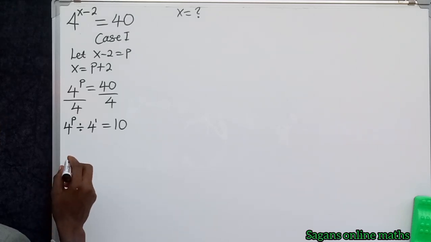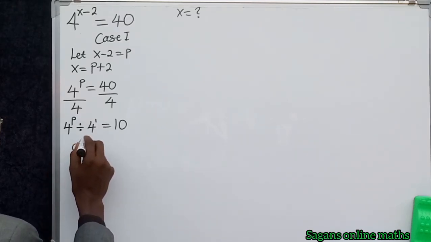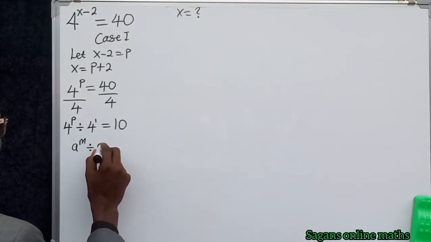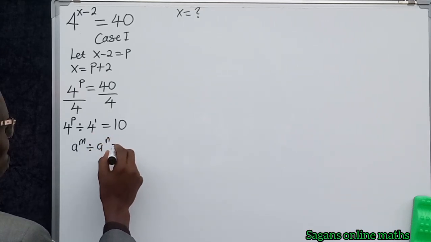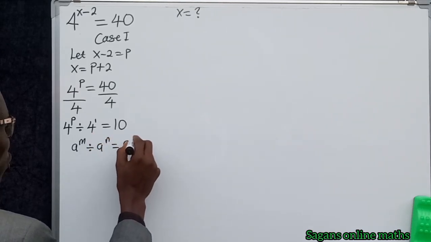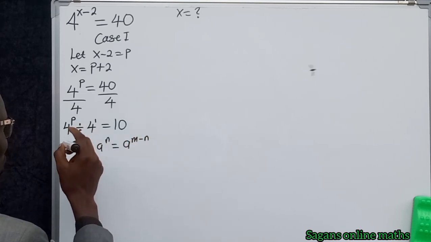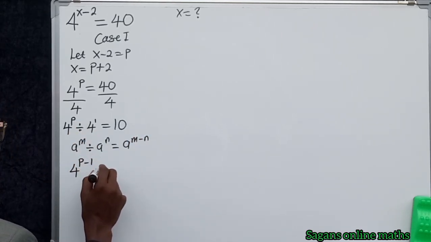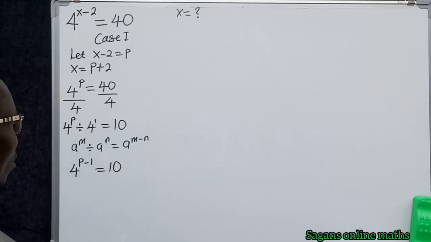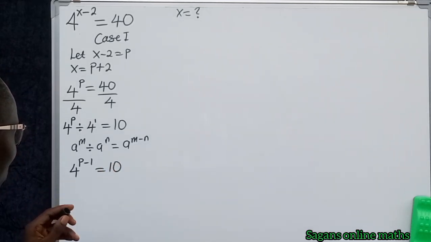Now by obeying the property that a to the power of m divided by a to the power of n is equal to a to the power of m minus n, we take a single base and subtract the exponent. So we're going to do the same thing here. Take a single base, which is 4, then P minus 1 is equal to 10.